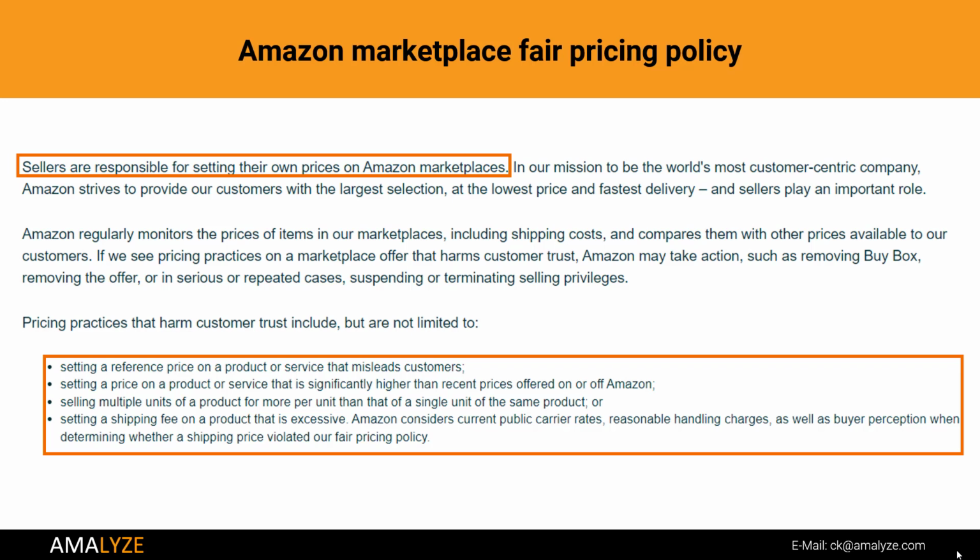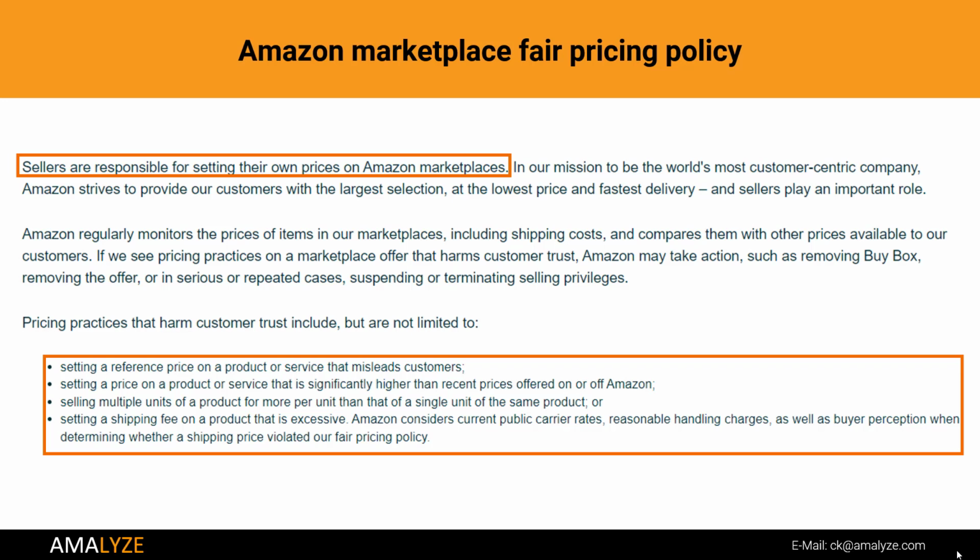And if we see pricing practices on the marketplace that harm customer trust, Amazon can take actions, and you have to be aware of removed buy boxes, removed offers, or in the hard situations, suspending or terminating your selling privileges. That means your account. And on the other side, pricing practices that harm customer trust include, but are not limited to, so those are just four examples: setting a reference price on a product or service that misleads customers.